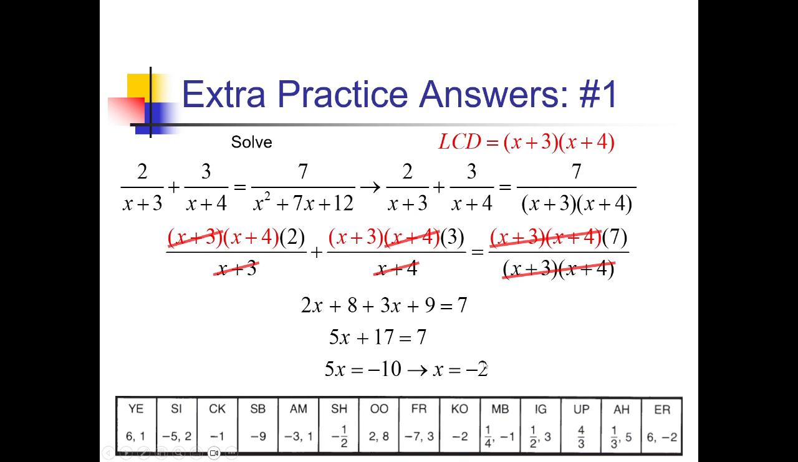Now, if we plug negative 2 in, negative 2 plus 3, negative 2 plus 4, none of that's going to give me any zeros down here, so this answer is good. Let me look for it down below now. That's going to go with the KO right here, so let's cross that one out. It is knocked out, and we're on to the next.